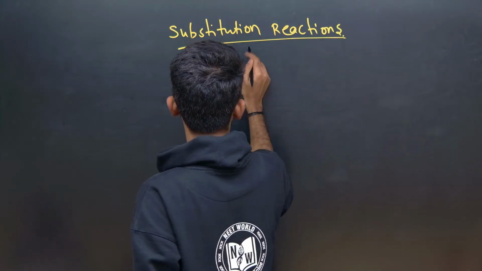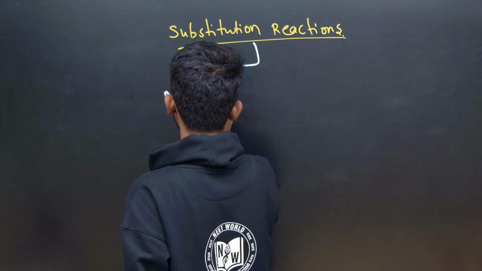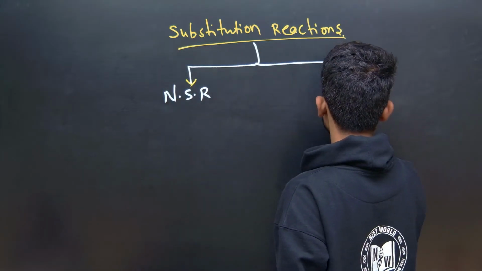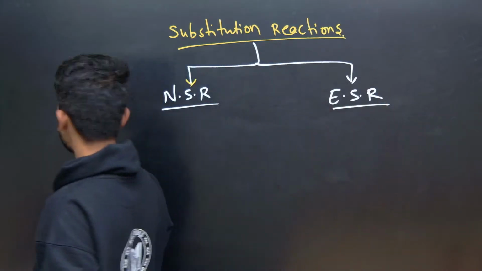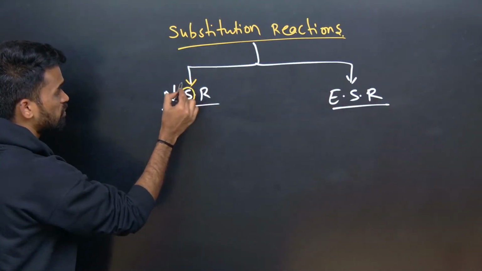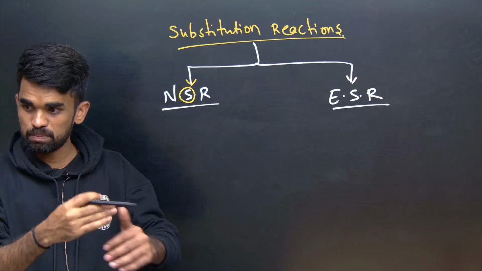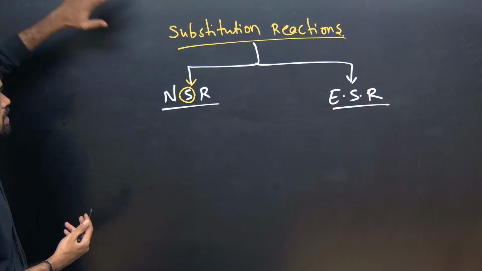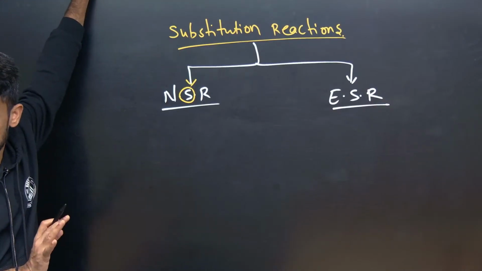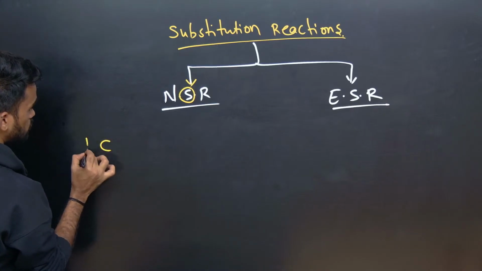Here we have two types, as I told you: nucleophilic substitution reactions and electrophilic substitution reactions. Substitution, the word itself says we are substituting a group with some other group, something like displacing the groups, right? So we can also call substitution reactions displacement reactions. Okay, now look here.